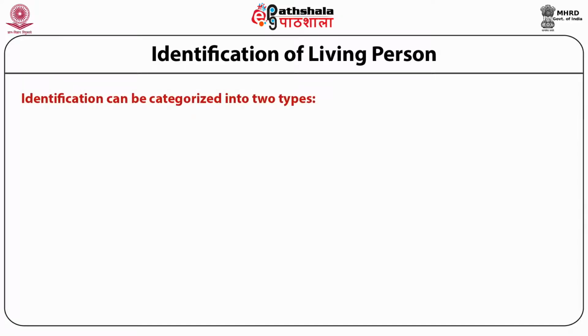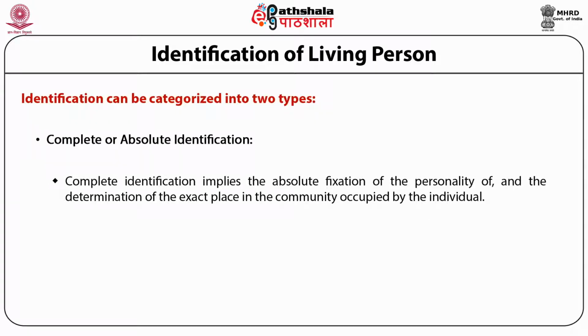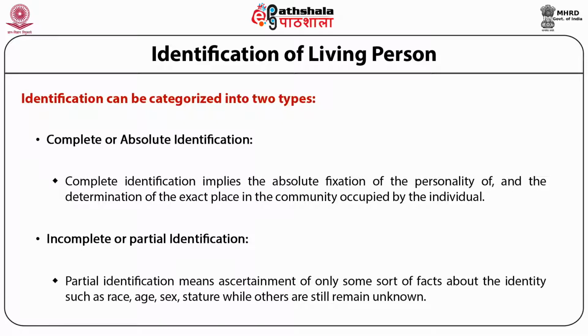There are two types of identification. The first one is complete or absolute identification. Complete identification implies the absolute fixation of the personality and the determination of the exact place in the community occupied by the individual, whereas incomplete or partial identification means ascertainment of only some facts about the identity, such as race, age, sex, and stature, while others still remain unknown.